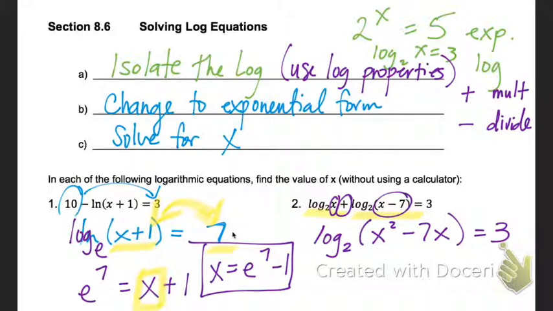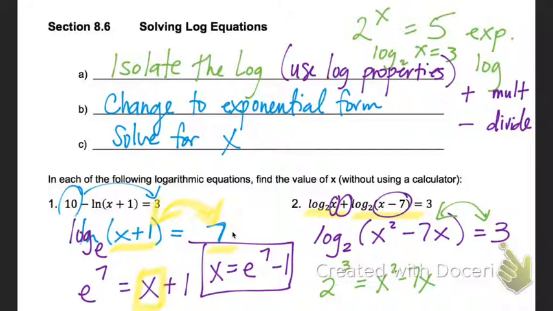So what does that look like? These 2 switch, and the 2 comes up. So I write it as, what's on the left-hand side of the equal sign? 2 to the 3rd power, good, equals x squared minus 7x. Now how could I go about solving this? Factoring, yay! Whenever I have something like this, where I have an x squared, I want to move everything to one side, set it equal to 0, and then factor it.